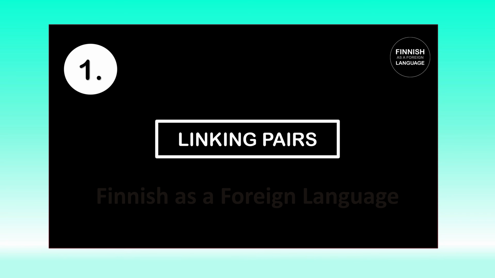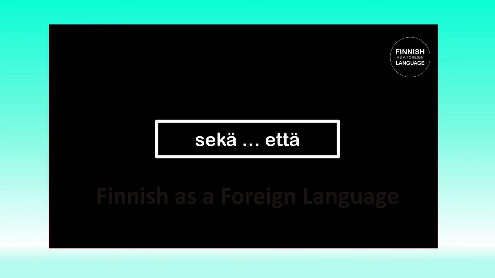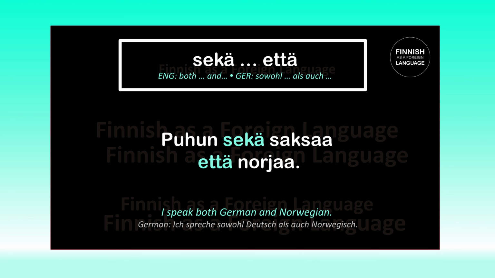Chapter 1, linking pairs. Here's our first one, sekä että, which means both and. For example, puhun sekä saksaa että norjaa. I speak both German and Norwegian. Let's go step by step. Puhun means I speak. It's the first person singular present tense of the verb puhua, which means to speak. Saksa here standing in the partitive case, meaning German, and norja, also here in the partitive case, means Norwegian. Here the linking pair is sekä että, which means both and. So let's repeat again. Puhun sekä saksaa että norjaa. I speak both German and Norwegian.